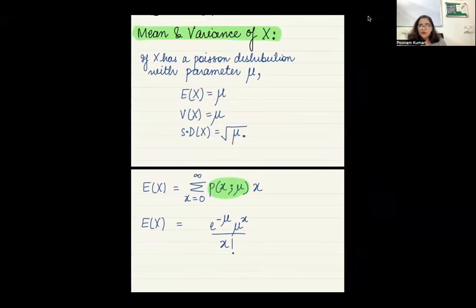So we are trying to prove this, and we know that the expected value of a discrete random variable is found by multiplying your probability number by the x value and summing across all values. So this is the formula. Now we simply put in this p value, which is e power minus mu, mu raised to the power x divided by x factorial. Then I just multiply it by x and do the summation of x going from 0 to infinity, right? Are we good this far?